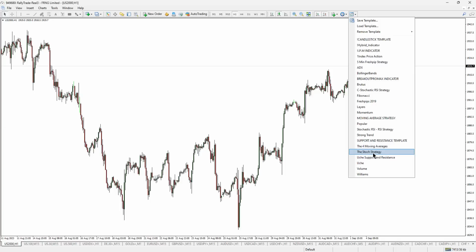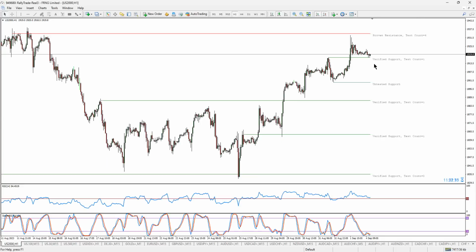Now, this is the stock strategy. I click on it, and then all of these indicators are already there. I don't need to take them one by one. They're already there, right? Sometimes when I do this, I also have my timer.